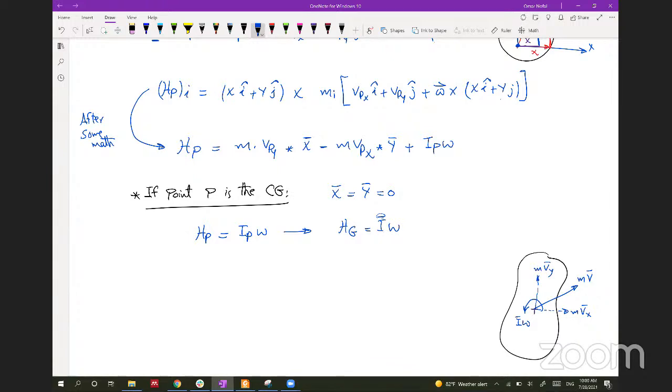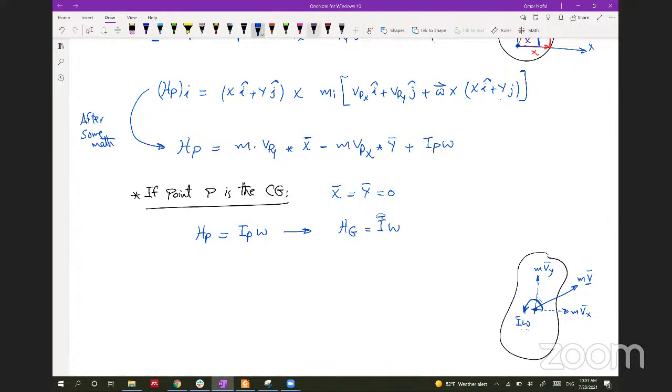So if we want to get the angular momentum at the CG of the body, it will be equal to I bar omega, because this is the angular momentum of this body. And the linear momentum is m v bar, which is this component. So at the CG, we have two components, angular momentum and linear momentum. The linear momentum is m v bar, and the angular momentum is I bar omega. And v bar represents how much translation the body is making, so this is a linear momentum. And omega is representing the angular motion, so it's an angular momentum.